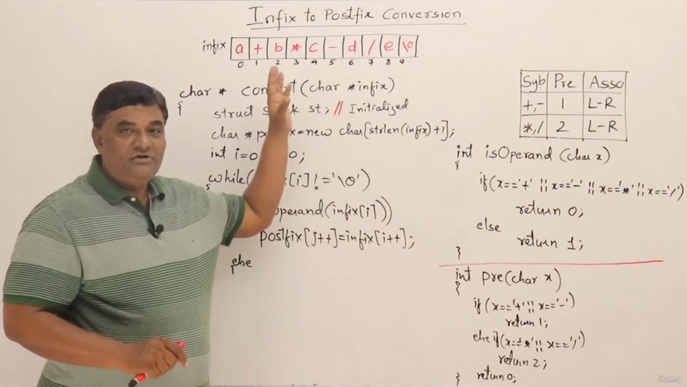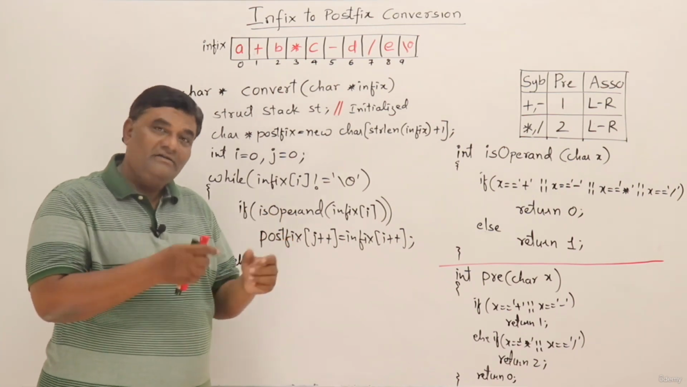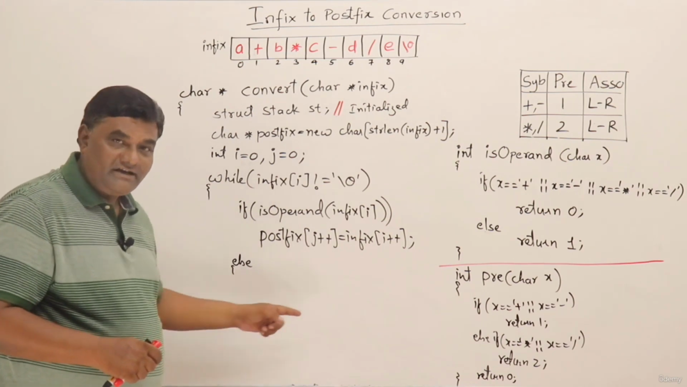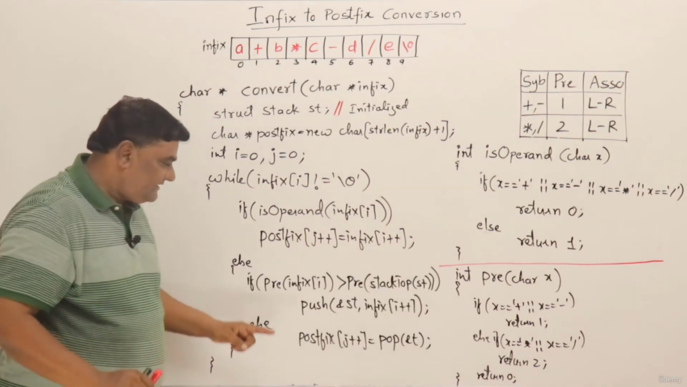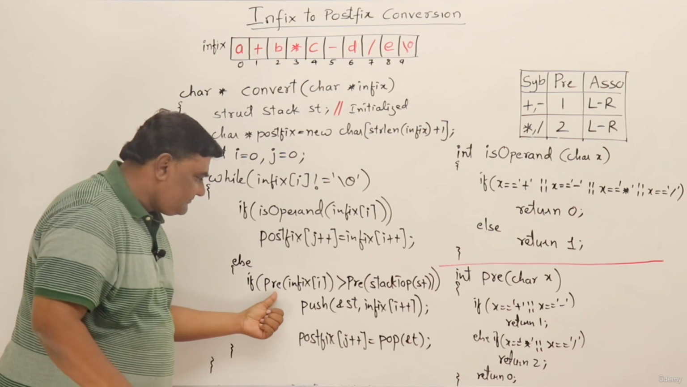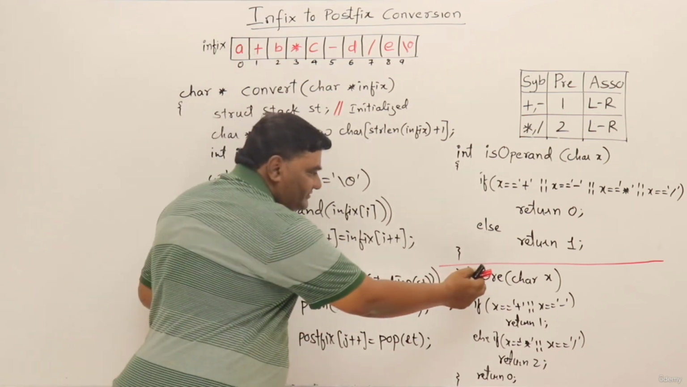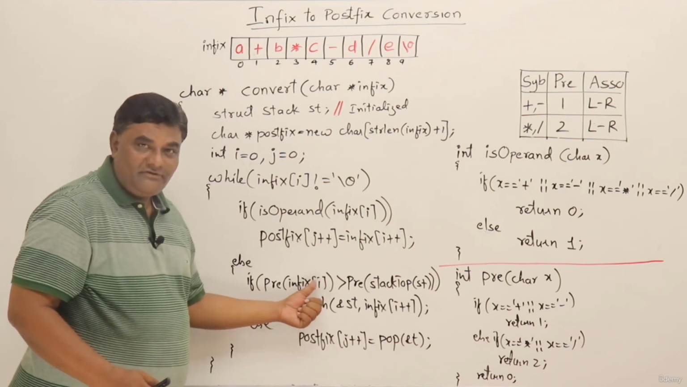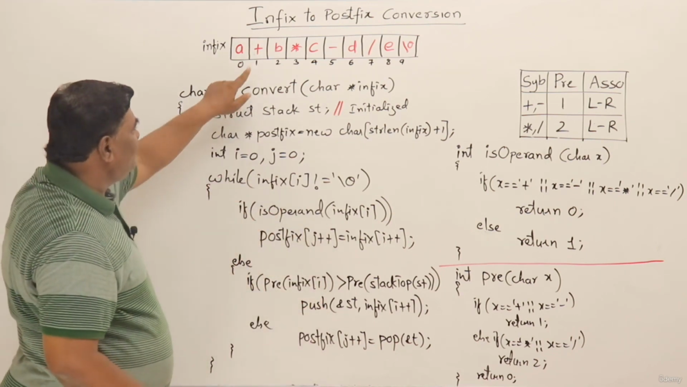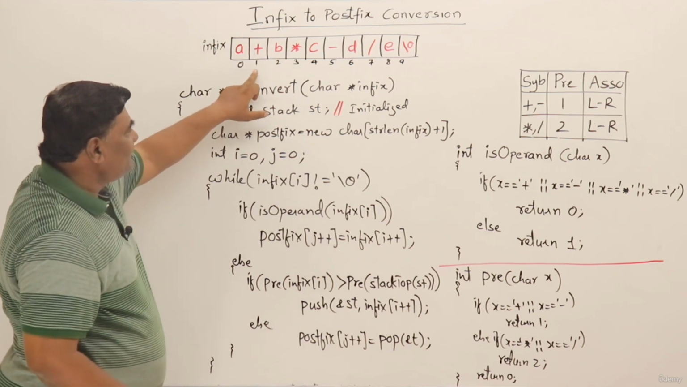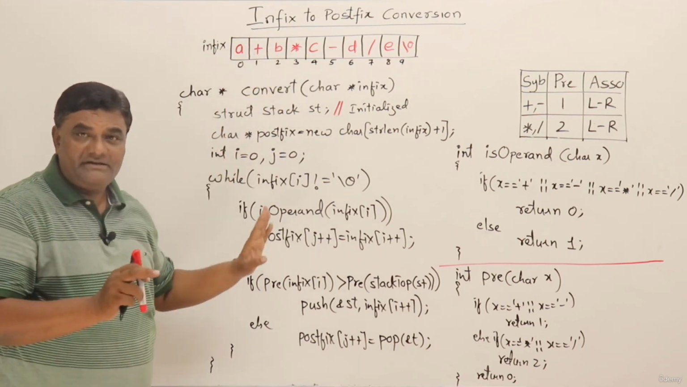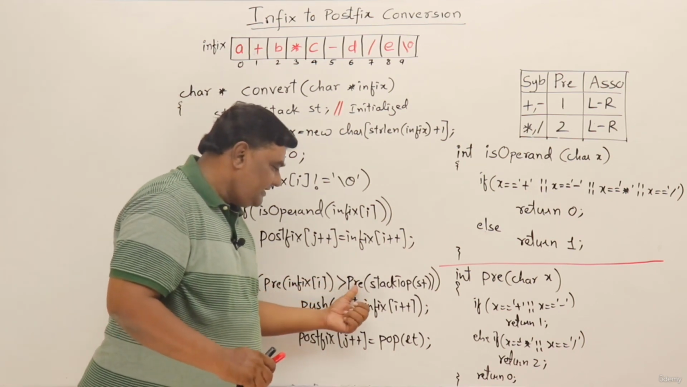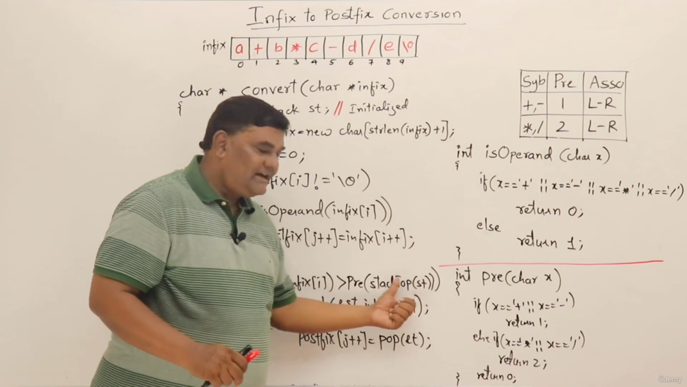If the precedence of infix expression is greater, then push it into the stack. Otherwise, pop out. I will write down that code. Now, here I will read it out. If precedence PRE, this is the precedence function, of infix symbol of i, infix of i. So i may be here or here, wherever. I may be on this operator or anywhere. It's on the operator. So the precedence of that operator is greater than PRE, precedence of stack top.